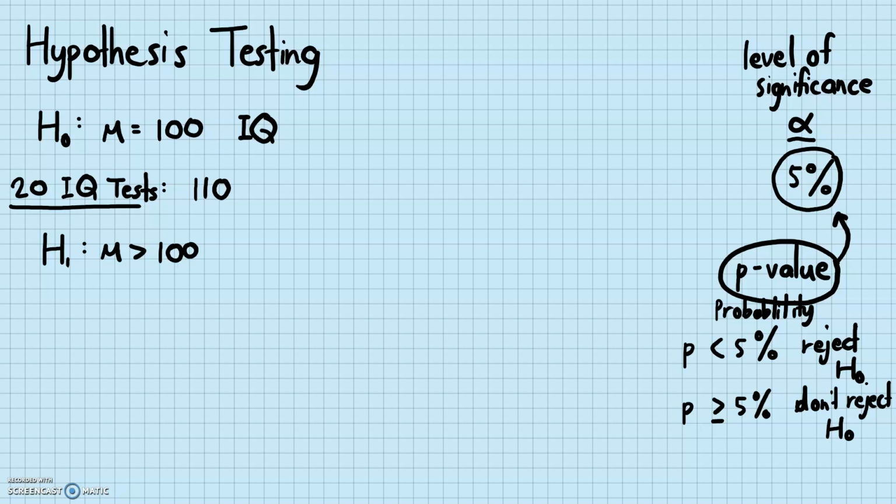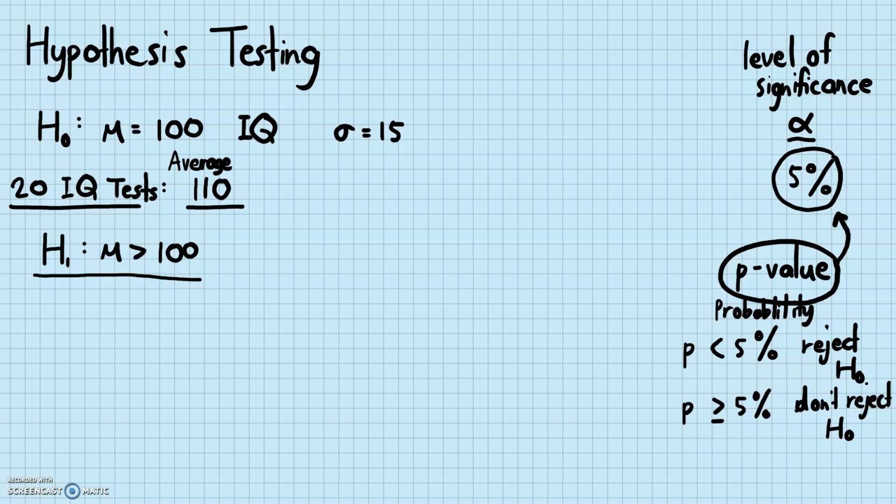Okay, and I'm going to give you some more information. The standard deviation for the original IQ test scores was 15. Now you want to find the p-value for this score right here, 110, your IQ score of 110. Because this is an average of 20 IQ tests.